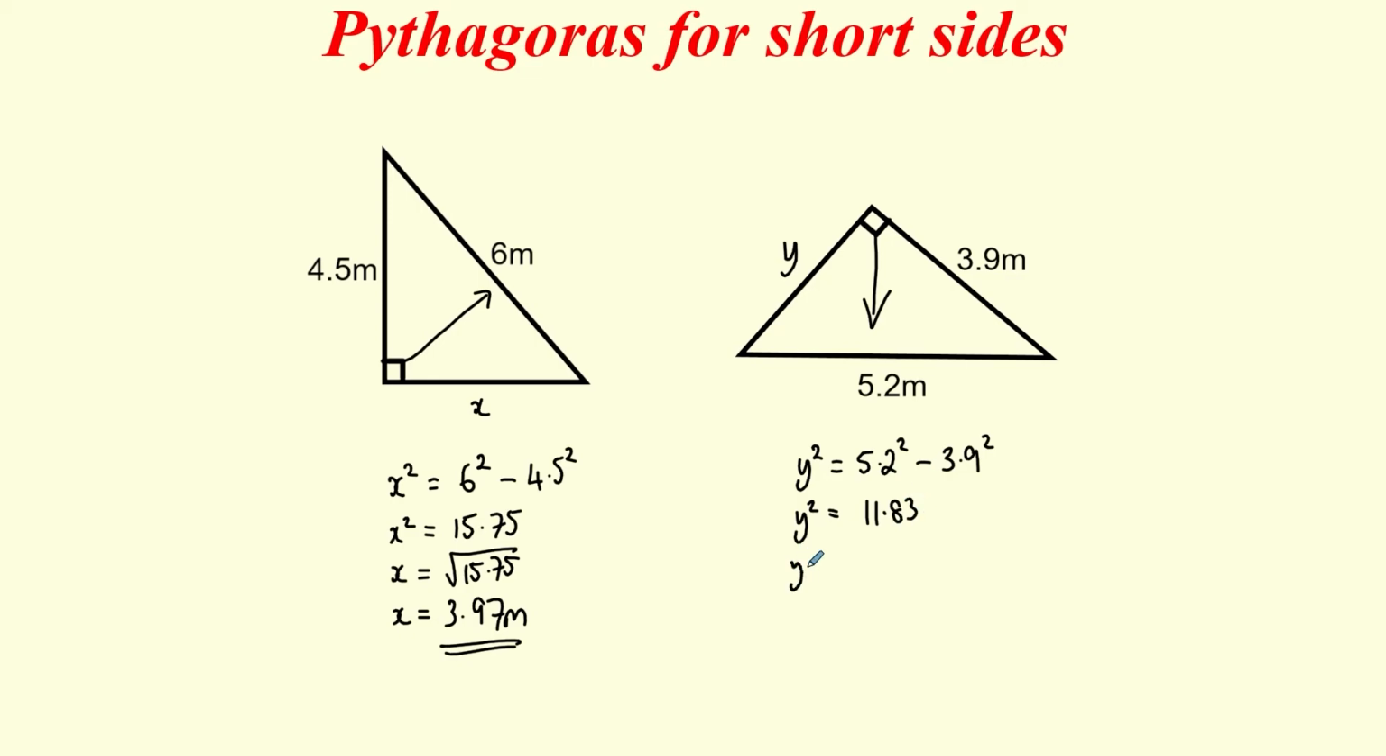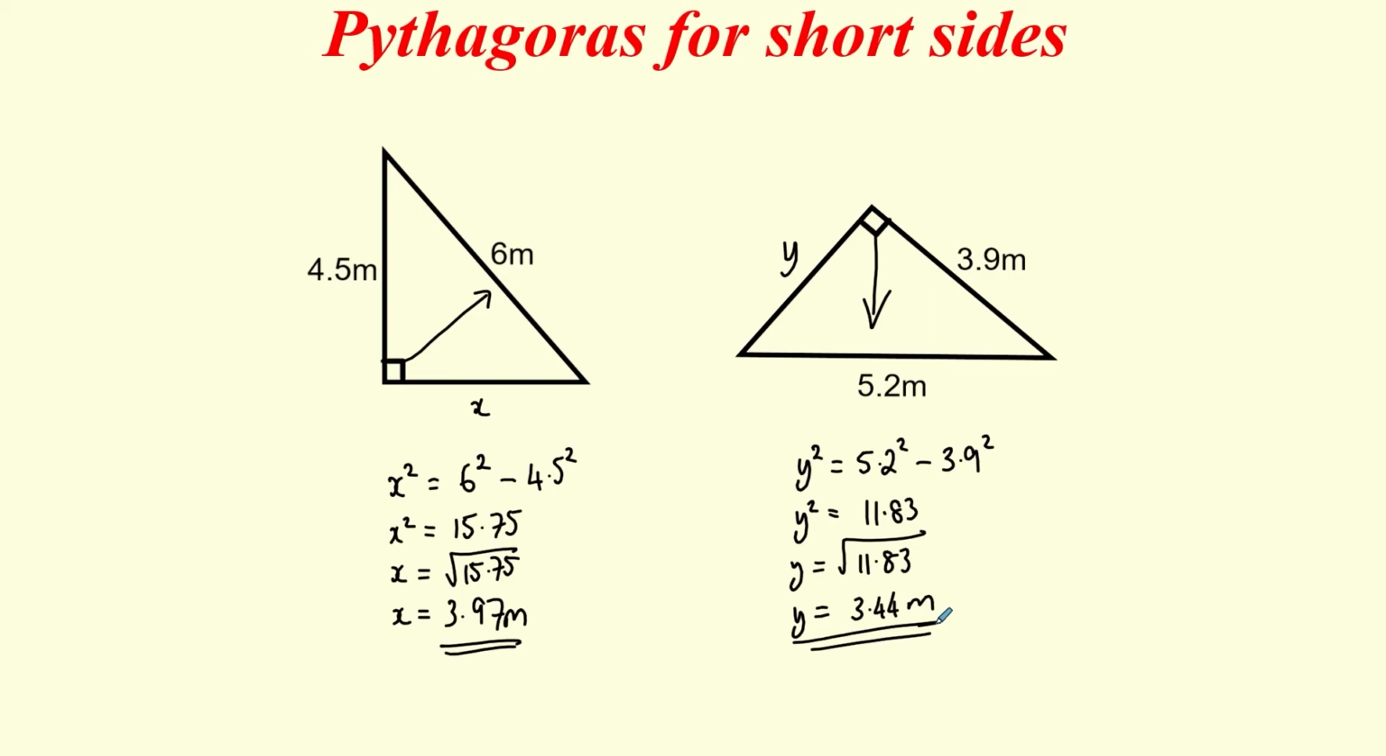Square root both sides and you get your final answer. So square root that answer, we get 3.44 meters. Remember your units in your final answer, keep it neat and complete.